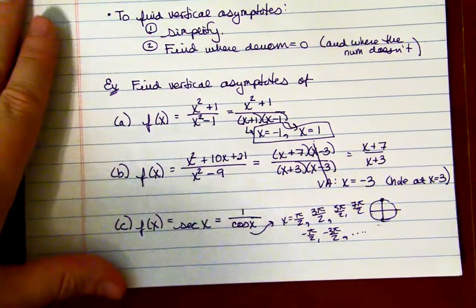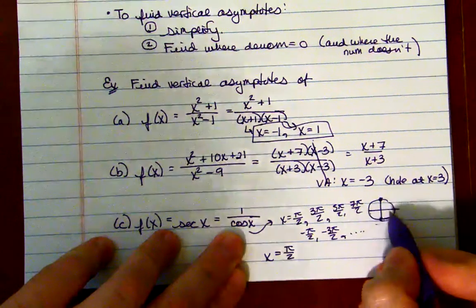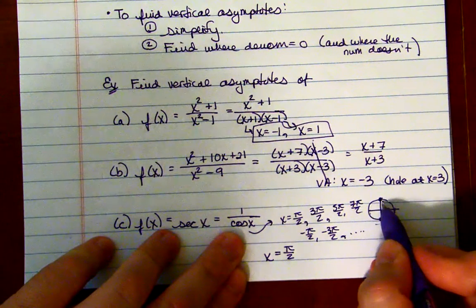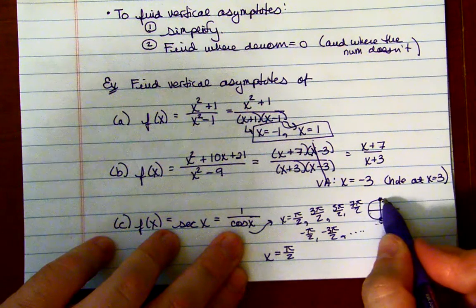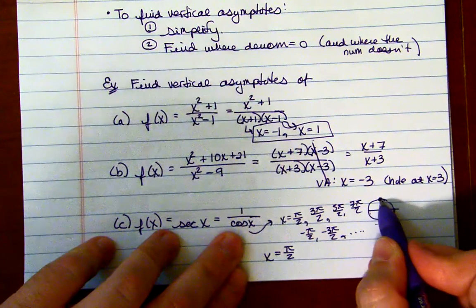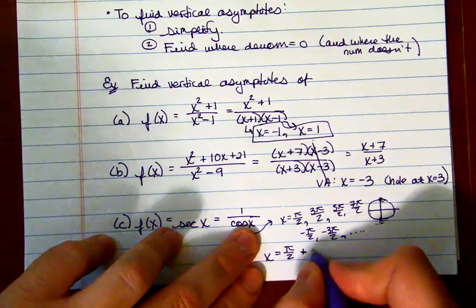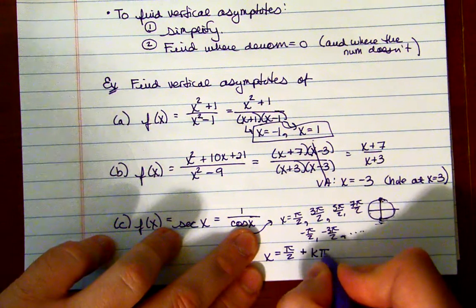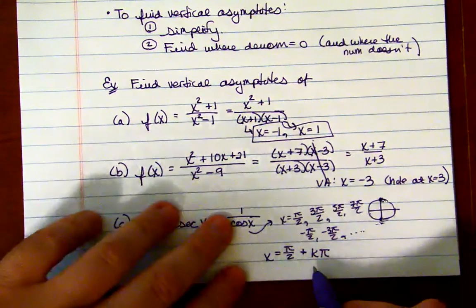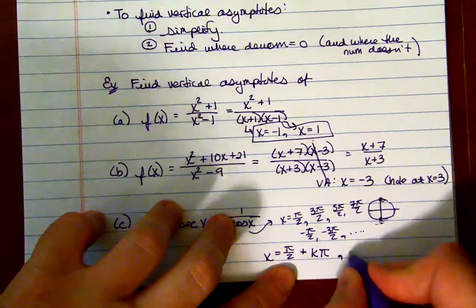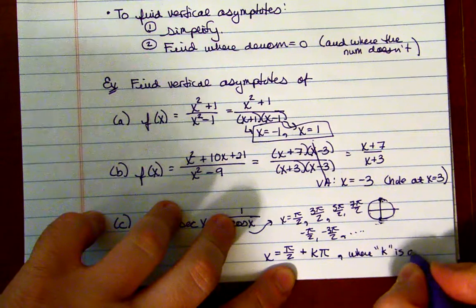The best way to talk about this is to say that x equals pi over 2, and then, let's see, 3 pi over 2 is pi away from that. 5 pi over 2 is 2 pi away from that. 7 pi over 2 is 3 pi away from pi over 2. I'm going to say pi over 2 plus any multiple of pi, k times pi, where k is an integer.